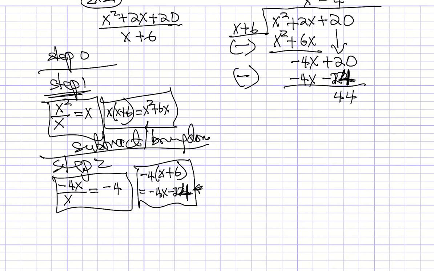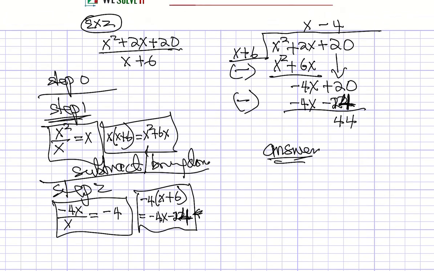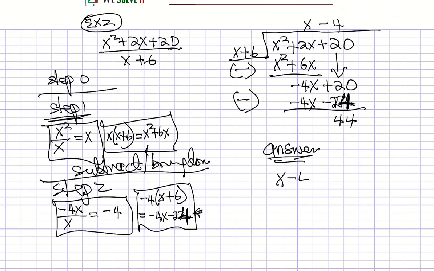Okay. So we're done. Our answer is, we got x minus 4, and the remainder is 44. The remainder is 44 over x plus 6. You see how I write the remainder, that thing is from there. You see it, right? So that's how you write it.